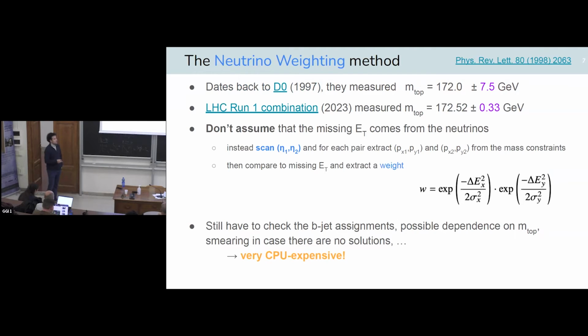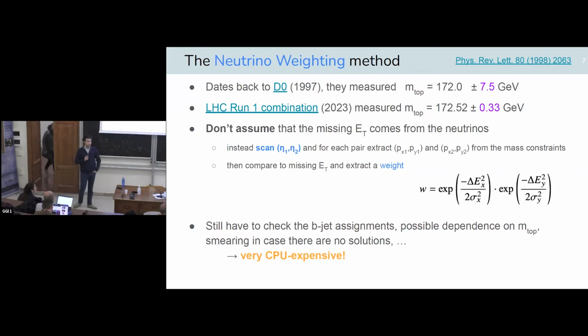And by the way, I just wanted to highlight the progress we've made in top physics since D0. So they had in this same paper where they explain this method, they had this value for the top mass, and this one is the latest LHC run 1 combination. So this is our most precise LHC run 1 measurement to date, and you can see what 28 years of top physics does to your uncertainties. And also, this central value was extremely close to what we have now.